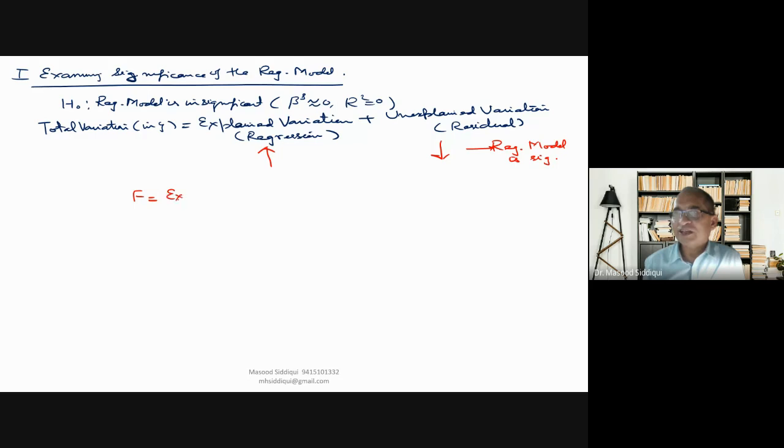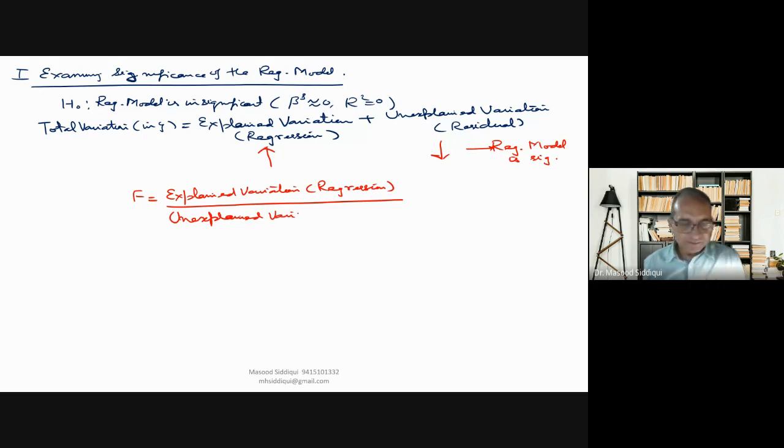So F ratio is explained variation, means variation because of regression, upon unexplained variation, which is variation because of residual. Now, suppose explained variation is very high. So the numerator is very high as compared to the denominator. So the value of F would be much higher than 1.